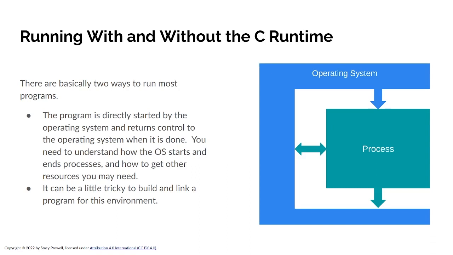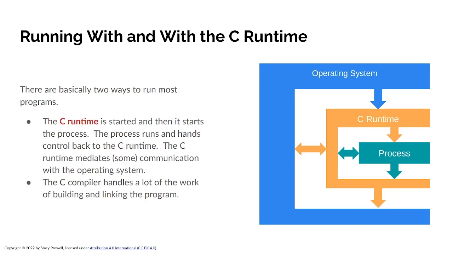Now, what if we have a C runtime? If you have a C runtime, that's actually part of our process. It's a little wrapper around our main function and other code that handles a lot of stuff for us. It sets up some data structures for us. It puts things in different places. It puts some values into registers. It sets up some other data structures. And when we're done, we can return control back to the C runtime.